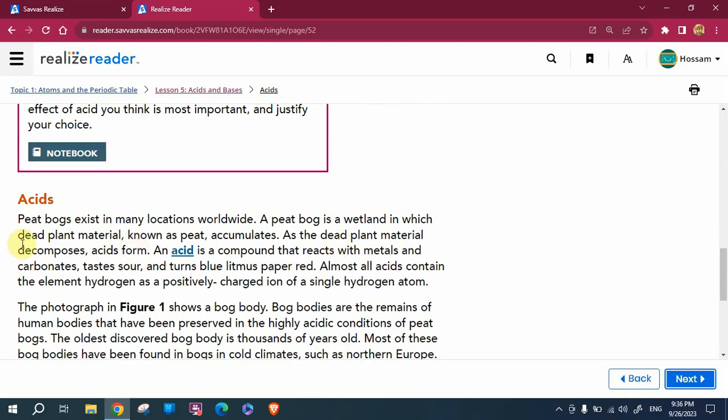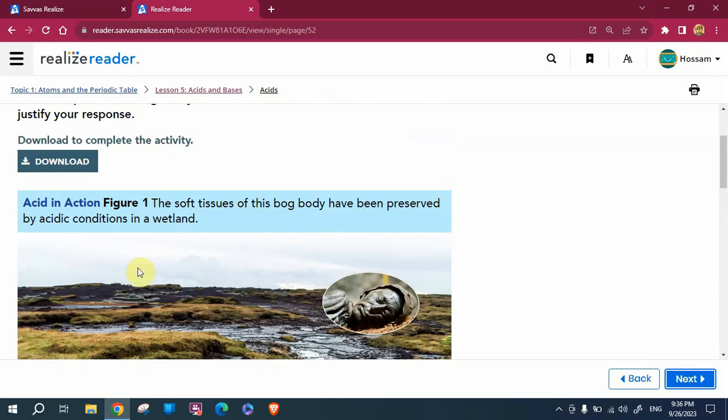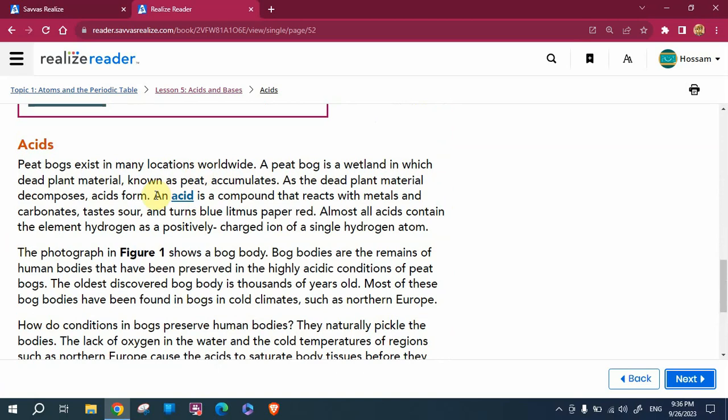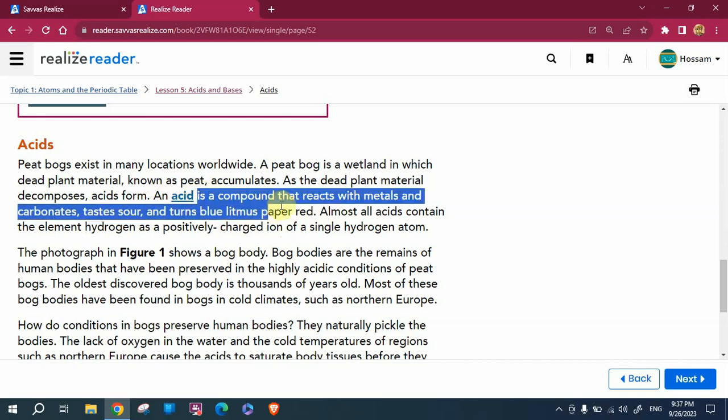What are the conditions behind this phenomenon? As the dead plant materials decompose, acids form. So in this area there are plants, and these plants undergo decomposition, so acids form. What is an acid? It is a compound that reacts with metals and carbonates, tastes sour, and turns blue litmus paper red. These are all the properties of acids.